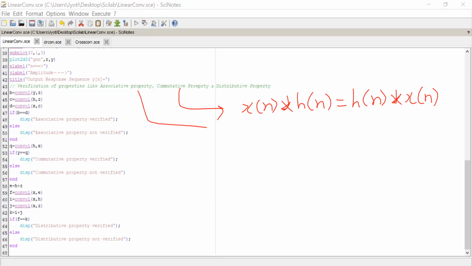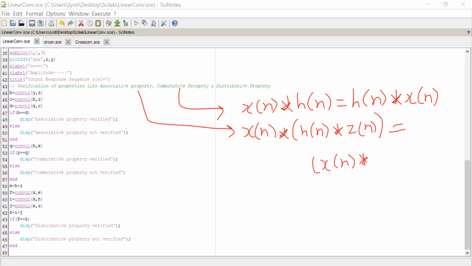Next, similarly you have to verify the associative property. The associative property is x of n convolved with h of n, that is convolved with z of n. The convolution of h of n with z of n, whatever you get, should be convolved with x of n. This should be equal to x of n convolved with h of n, and this whole thing convolved with z of n. If these two are equal, LHS equal to RHS, the associative property is verified.